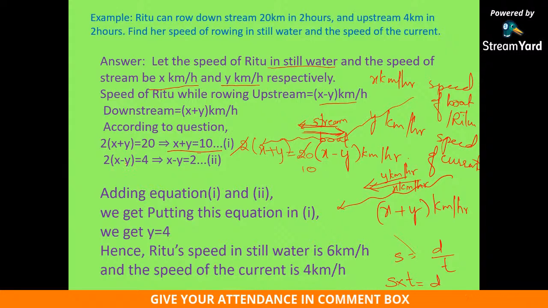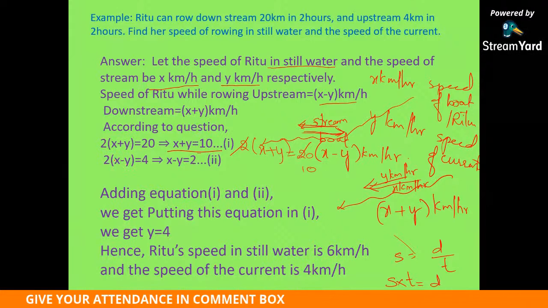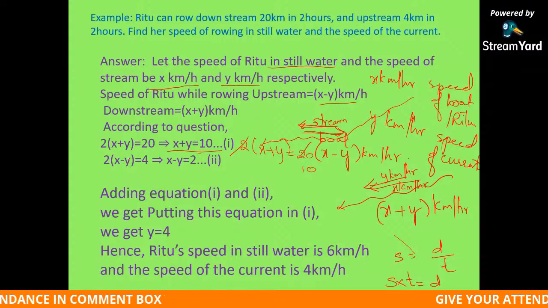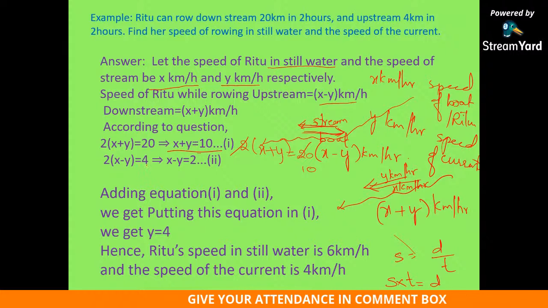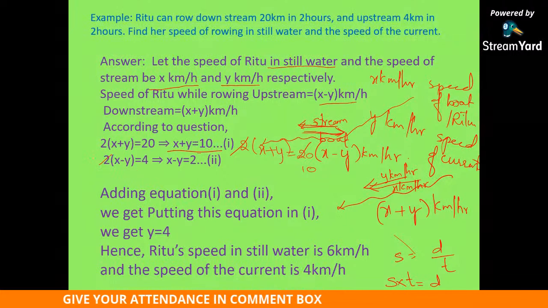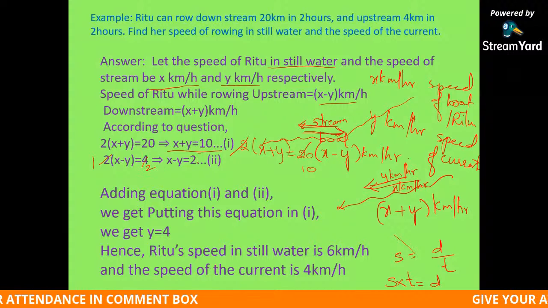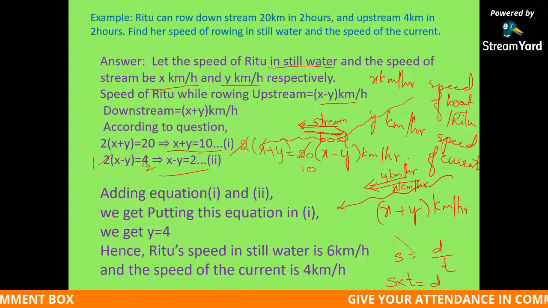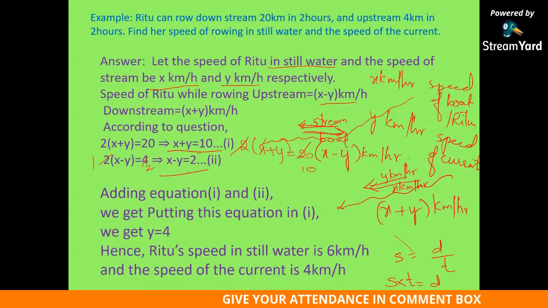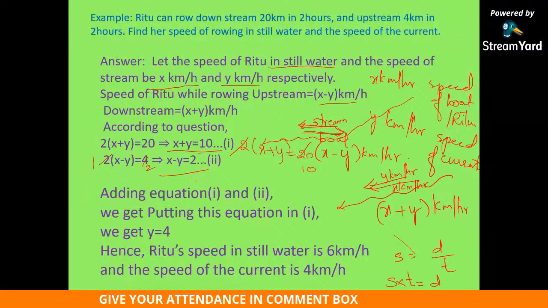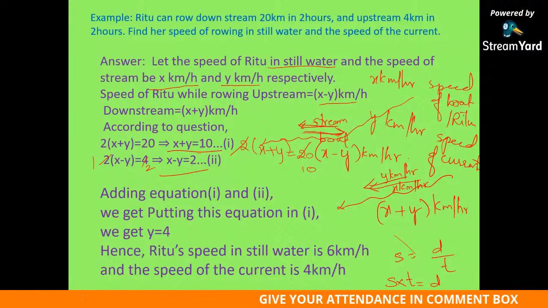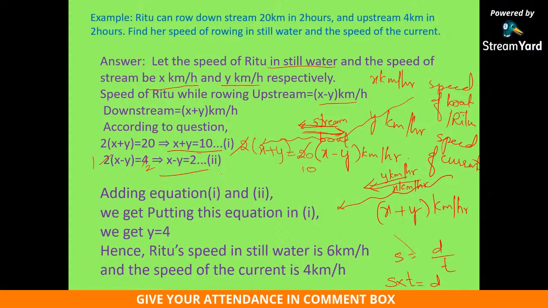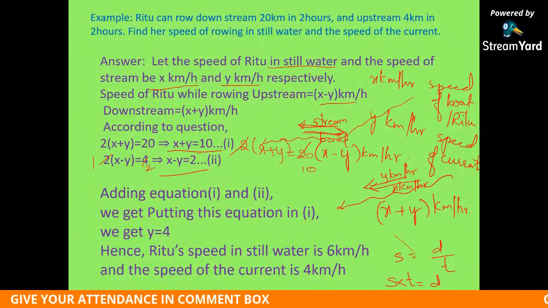Speed will be upstream, x minus y, into time, again in 2 hours, but the speed is reduced. It is x minus y. 2 into x minus y is 4. Again, it is a multiple of 2. Your final equation will be x minus y. If you compare x plus y is equal to 10 and x minus y is equal to 2, if you observe the equations, we can easily find the value by elimination method, right? See here.